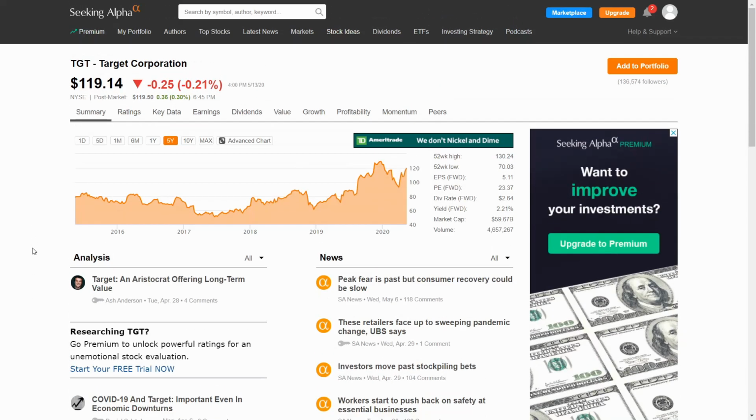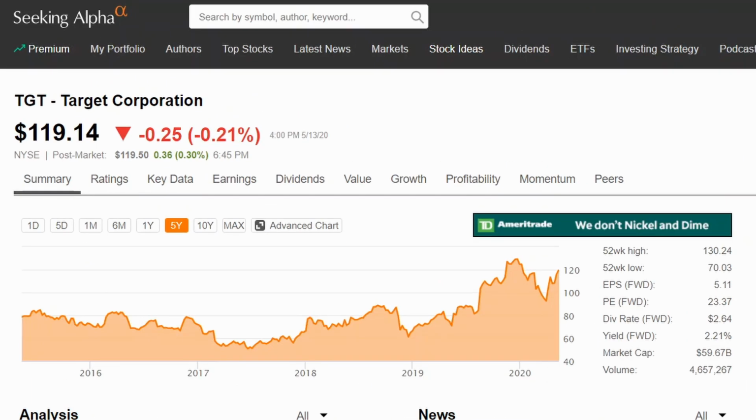So why is this important? Why should it be relevant? Why should you look out for this? And what better way to learn than using a real example? You already know where we're about to go. We're going to jump on to Seeking Alpha, and we're going to look at Target, which is a great dividend stock in my opinion. I'm sure plenty of people would agree.